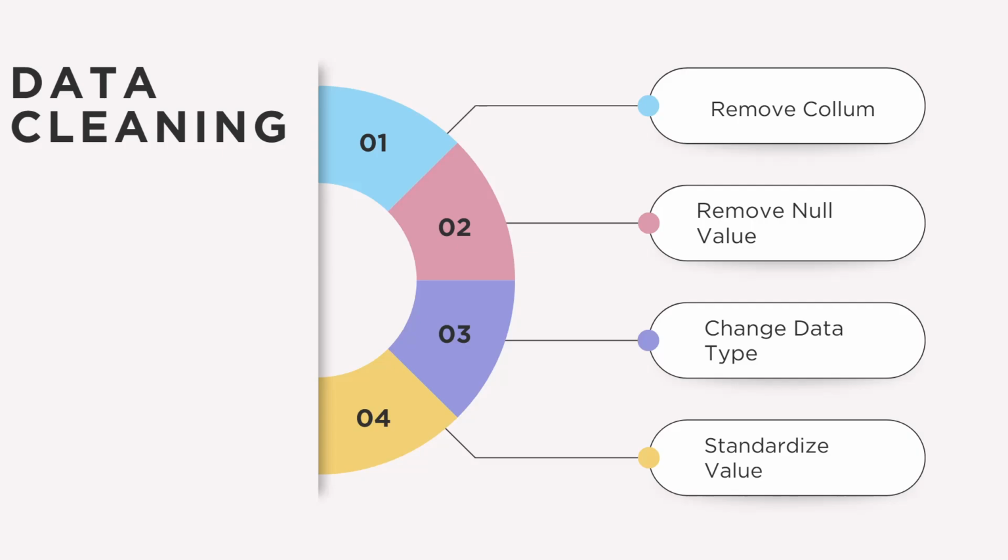When creating the dashboard, I need to clean the dataset I have acquired from Kaggle. Data cleaning is a process of cleaning the dataset that comes with its crude data and to remove or correct the crude data to improve the quality of the data and ensure it is suitable when used to do an analysis. I have used four types of data cleaning. First is remove column, second is remove null value, third is change data type, and lastly standardized value.